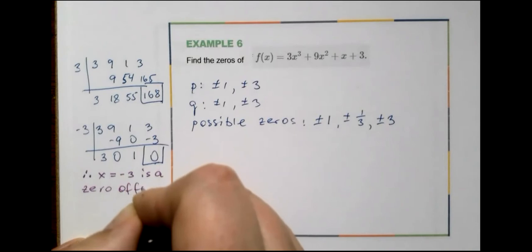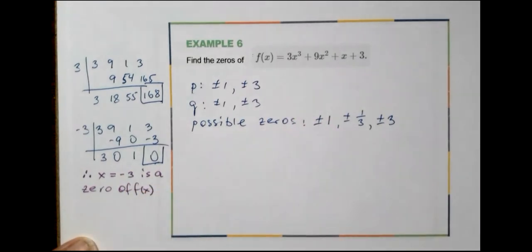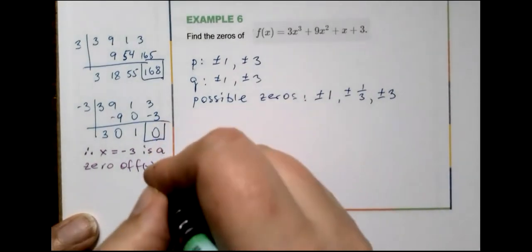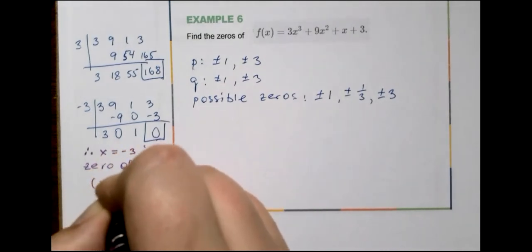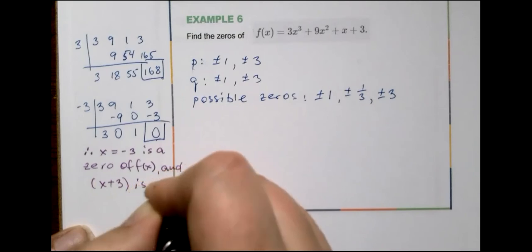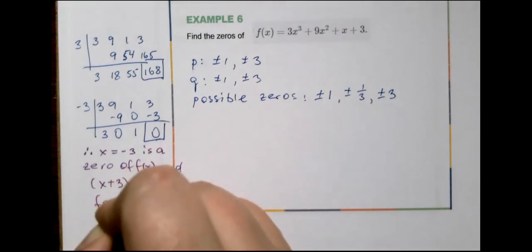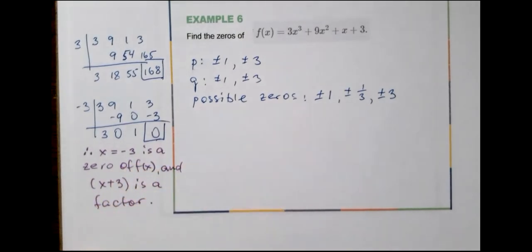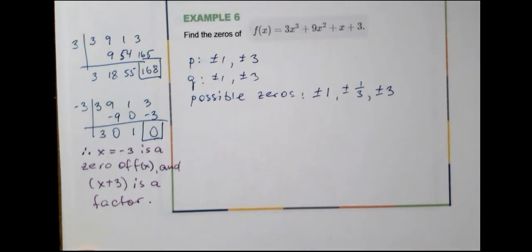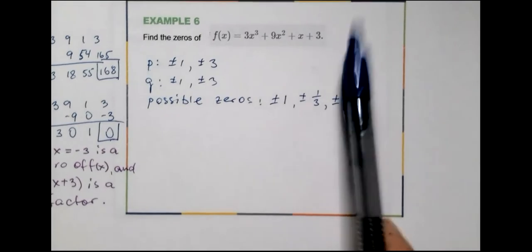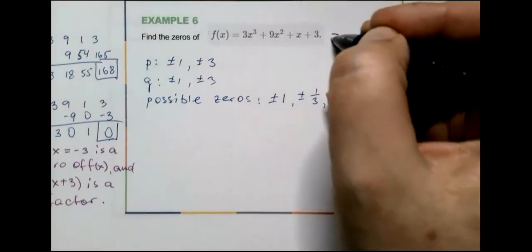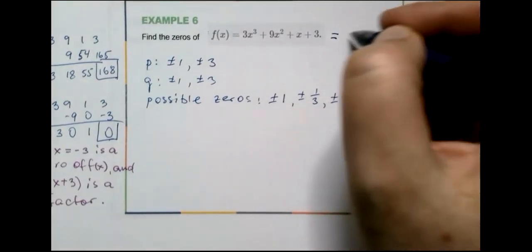of f of x. And what that also means is that x plus 3 is a factor. Okay, so let's write the factored form here. So the factored form is x plus 3.